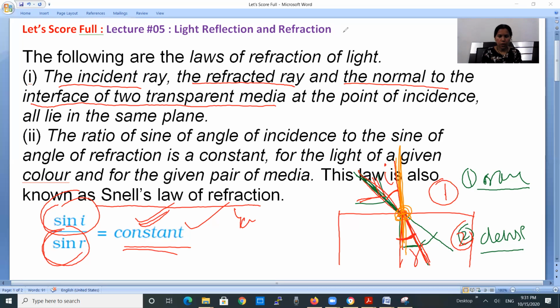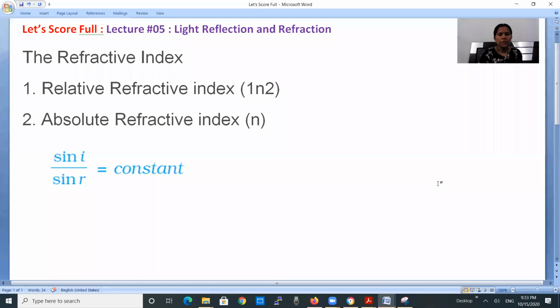Clear? And this law is known as Snell's law of refraction. Clear? Okay. And this constant value is known as refractive index for that particular combination of two media, medium 1 and medium 2. ठीक है? So that constant is known as refractive index. So let's see what is refractive index now. So there are two types of refractive index. One is relative refractive index, another one is absolute refractive index. So let's understand these two types of refractive index.